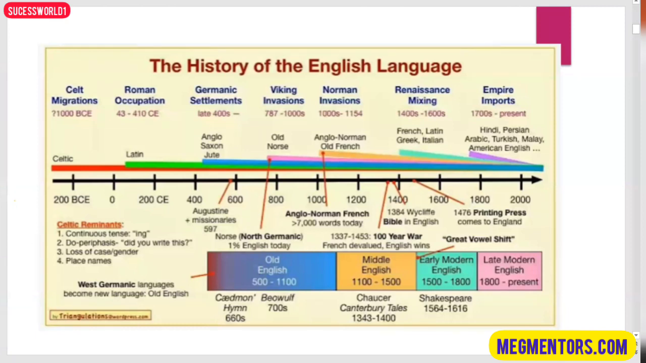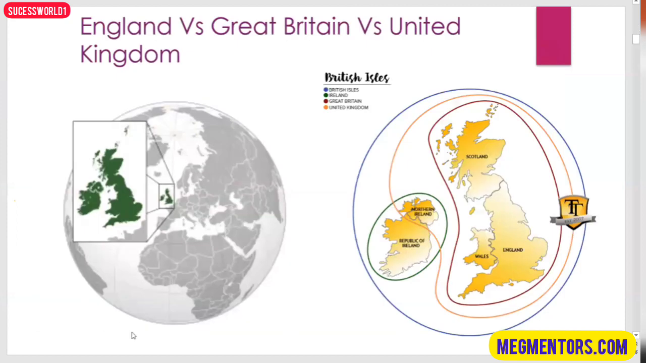So, a very basic difference. There is a difference between England, Great Britain, and United Kingdom. These terms are very conveniently used interchangeably, but in reality, they have different connotations. When anybody says England, that means this part. As you can see, the nation here, England, only refers to this part, all right?